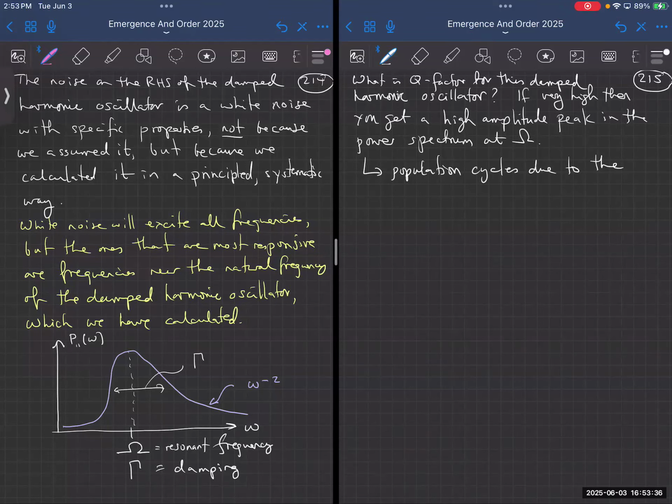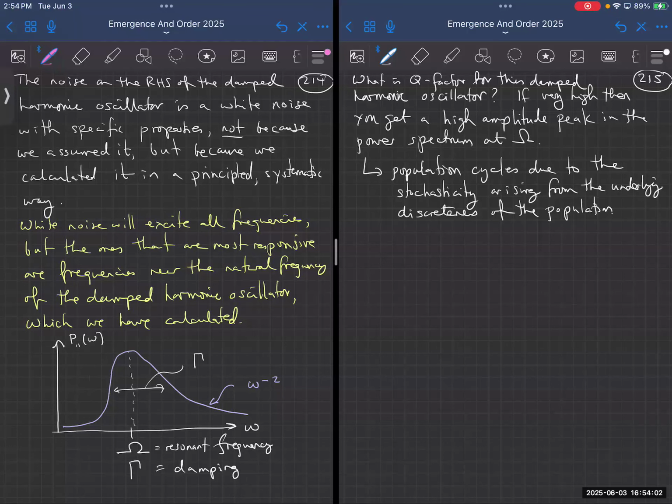So this means that you get population cycles due to the stochasticity arising from the underlying discreteness of the population. So that's the first thing, that's where it comes from. And then the reason that you can observe it is that the stochasticity is amplified by a resonance. And then the last thing I want to tell you is that this stochasticity can lead to extinction.